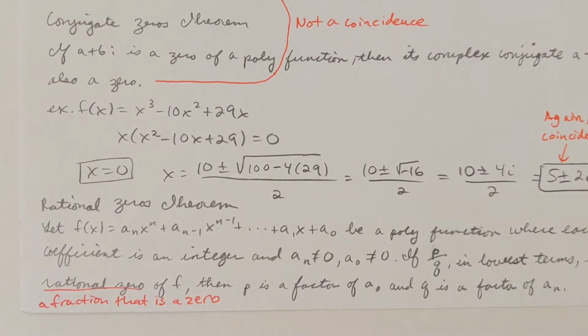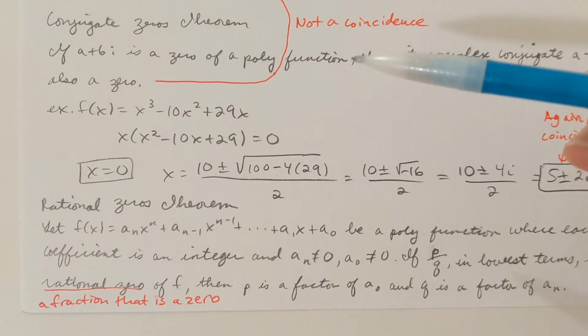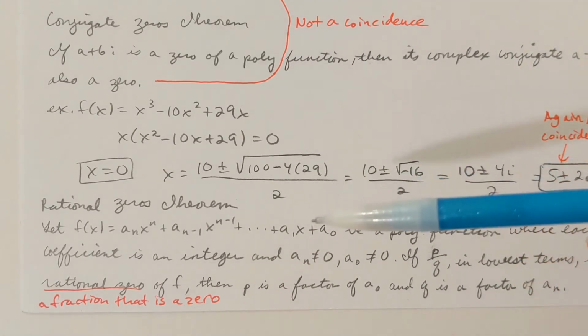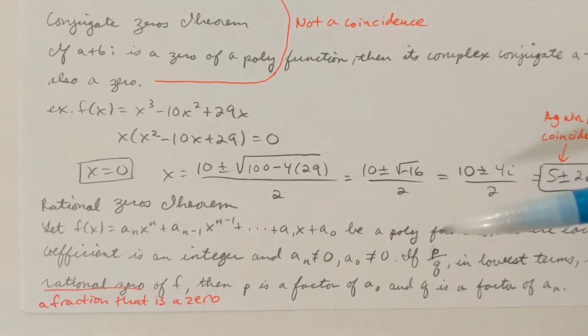Okay, we're going to start probably the last video for section 4.2 and 4.3. So we just got done with the conjugate zeros theorem. We're going to look at the rational zeros theorem, and then we'll look at two examples that should hopefully clarify this.